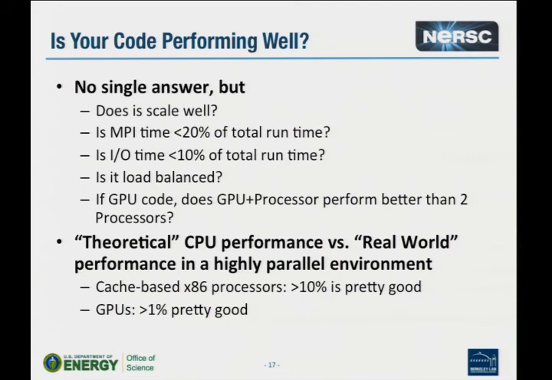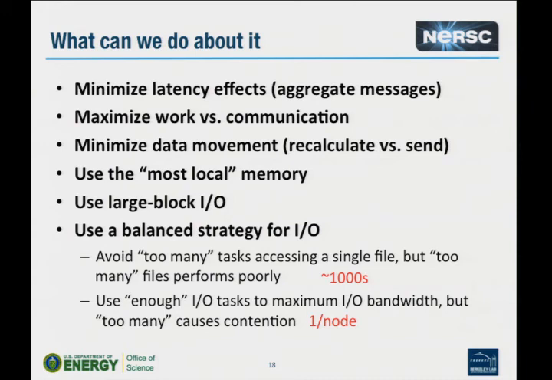So what can we do about it? In parallel programs, minimize the latency, aggregate messages. David talked about maximizing work versus communication. One thing you really have to think about now is trying not to move lots of data around through the different hierarchies. Another is to use the most local memory. These machines are having more and more levels of memory, and using the most local memory is definitely a win.